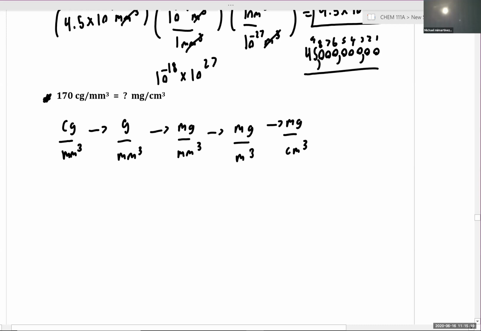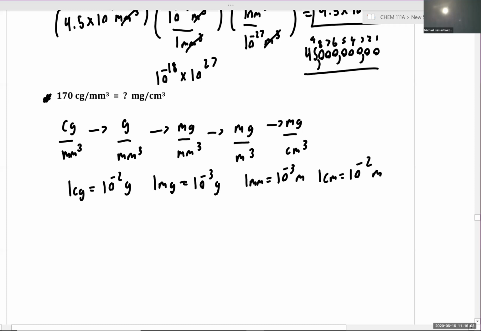So now that we have our problem solving scheme in place, all we have to do is write out our equalities and execute on this problem solving scheme. So we know 1 centigram corresponds to 10 to the negative second gram. 1 milligram corresponds to 10 to the negative third grams. 1 millimeter corresponds to 10 to the negative third meter. And 1 centimeter corresponds to 10 to the negative second meter.